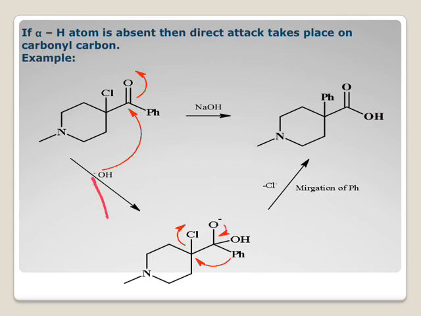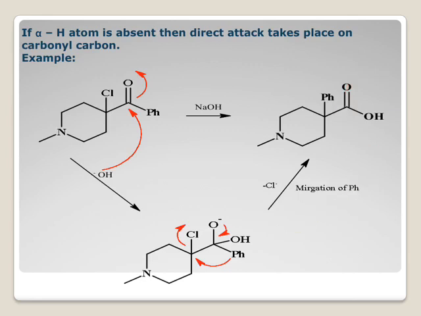So, this base will attack the carbonyl carbon, oxygen will acquire negative charge, we get this intermediate. Now, for the next step, the driving force is the negative charge on the oxygen atom, which will shift here, and there is migration of this whole phenyl ring from this carbon atom to this carbon atom bearing halogen, and halogen will leave the molecule, leading to formation of this product. This is again a carboxylic acid formation. So, we get this as our final product.